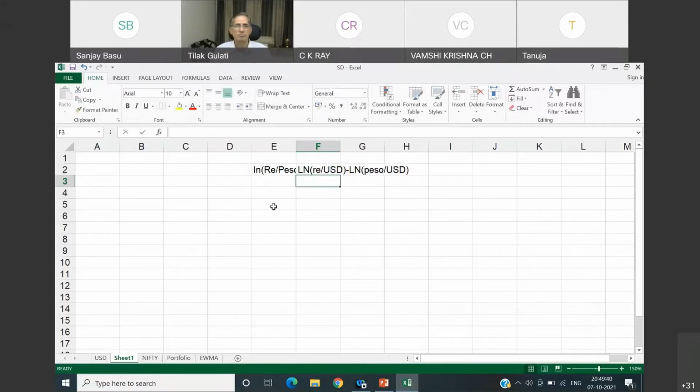Finally, this can be expressed as so. If I want to calculate returns over a longer horizon, for instance, in the value at risk measure, we often calculate 10-day returns, right?